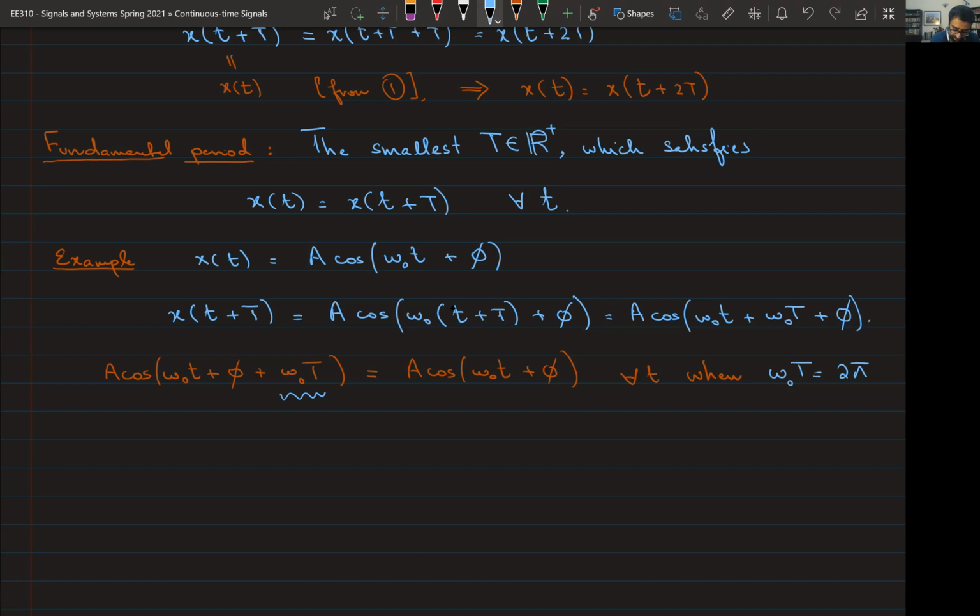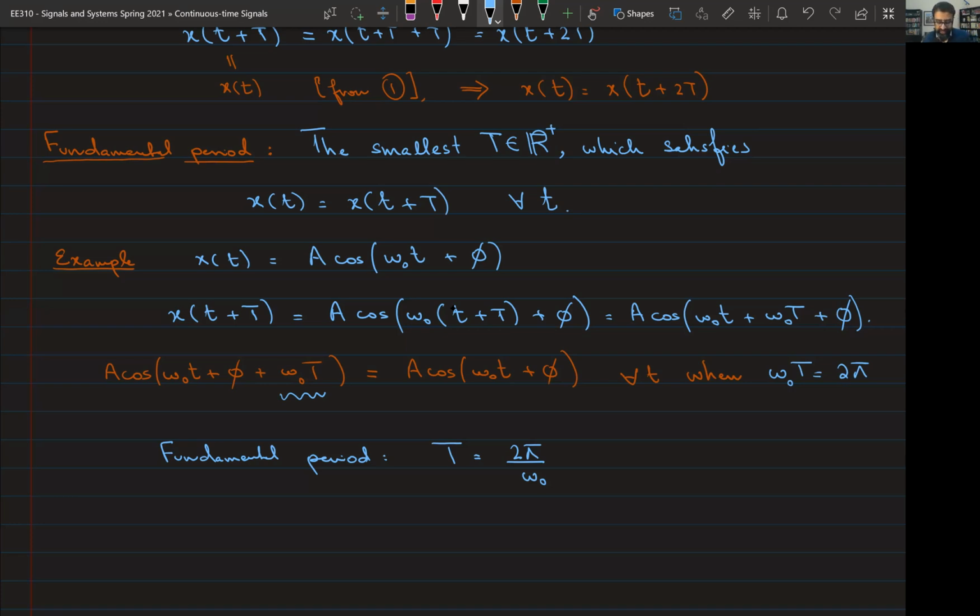Okay, so the fundamental period is what? We can find that to be T equals 2 pi over omega naught. Okay, that's the fundamental period, provided omega naught is positive. If omega naught is negative, the period just has to be multiplied with a minus sign. Okay, and this makes sense.